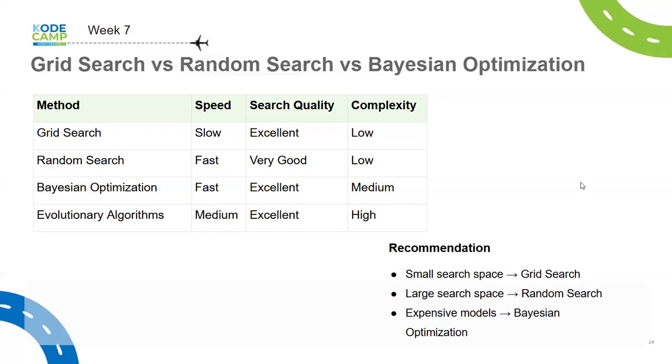So the recommendation here is this. If you have a small search space, maybe 100 to 1,000, you can use a grid search. It's slower, but you still get your result. If you have a large search space, then use random search, right? With random search you can still limit the number and still get almost as good an outcome. If you have expensive models, then use Bayesian optimization.